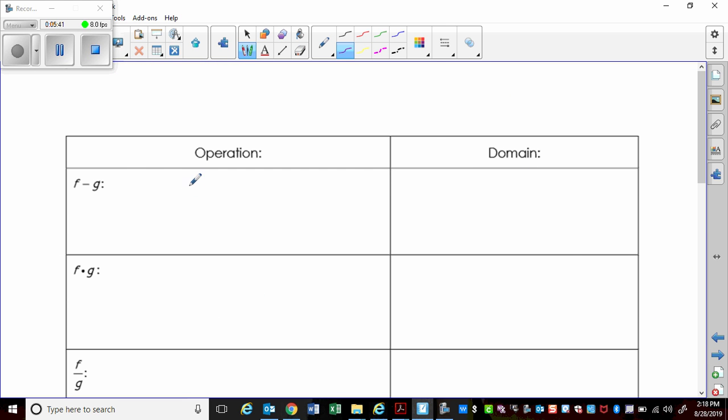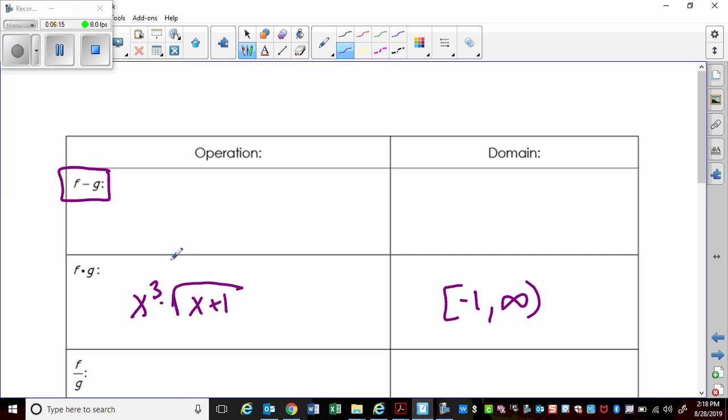I want you guys to try this one. I'm going to help you with the multiplication. Remember, f was x cubed, and g was the square root of x plus 1. So again, when we're multiplying, it doesn't matter for the x cubed. x can be anything. However, the square root of x plus 1 is still going to be restricted. Remember, x has to be greater than or equal to 1. It can be equal to 1. That's not going to change in this case.